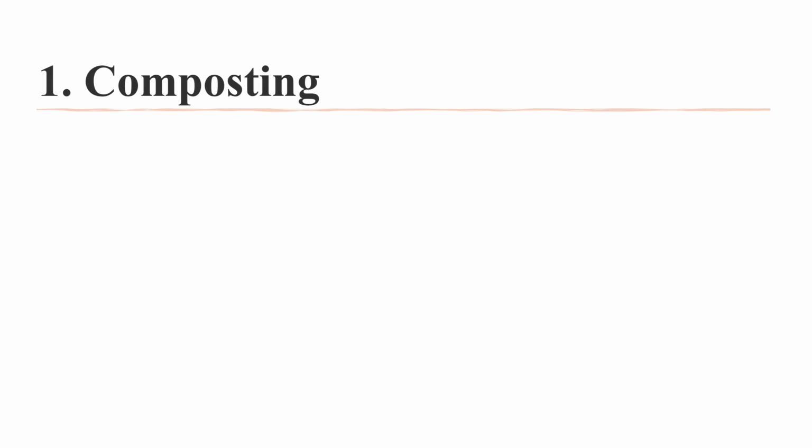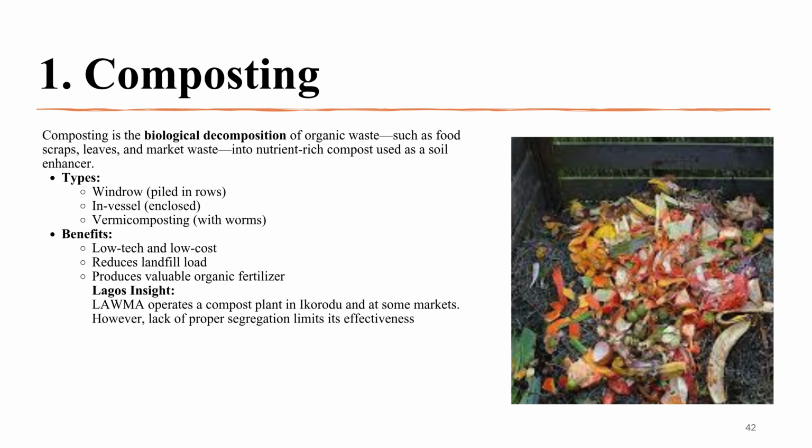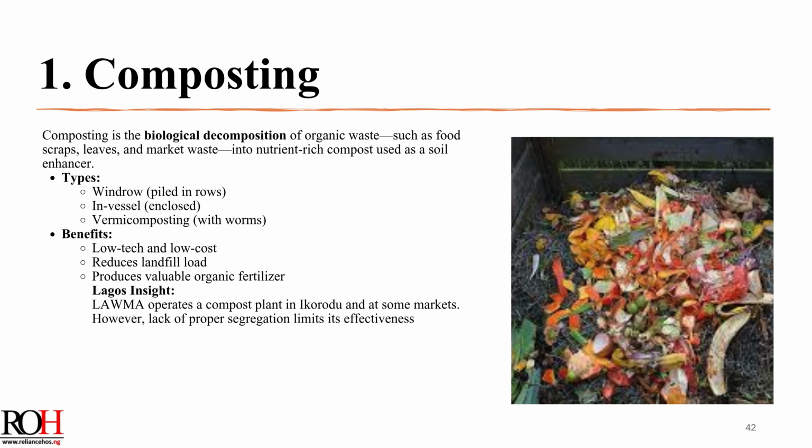1. Composting. Composting is the biological decomposition of organic waste, such as food scraps, leaves, and market waste, into nutrient-rich compost used as a soil enhancer. Types: windrow, piled in rows; in-vessel, enclosed; vermicomposting, with worms. Benefits: low-tech and low-cost; reduces landfill load; produces valuable organic fertilizer. Lagos insight: LAWMA operates a compost plant in Ikorodu and at some markets. However, lack of proper segregation limits its effectiveness.